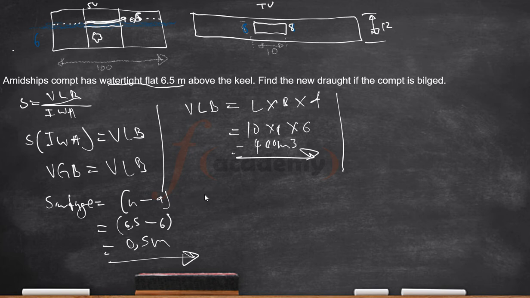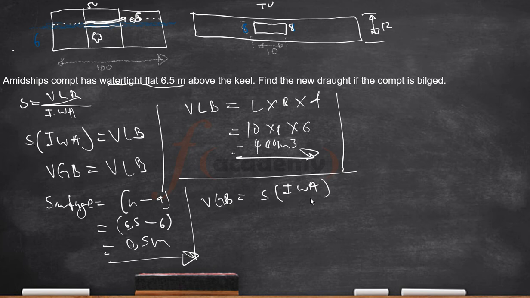Now let's find the volume. We just did volume of lost buoyancy. Let's try to find volume of gained buoyancy. Volume of gained buoyancy is sinkage by intact waterplane area. We're still going to use the very same formula, because volume of gained buoyancy should be equal to volume of lost buoyancy. That's why we're still using that one.